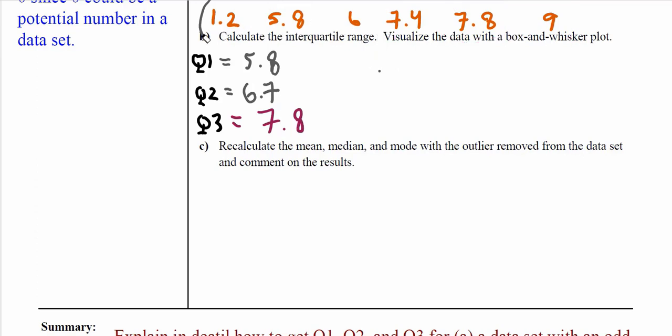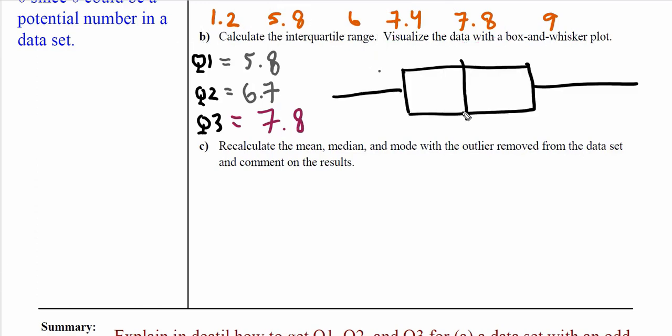We can go ahead and set up a box and whisker plot. It begins with the lowest point right here, or we can start with the median, if you will. The median we said was 6.7, so here's quartile 2, the median. Quartile 1 is at the beginning of the box. This is the quartile 1. Quartile 3 is the end of the box.